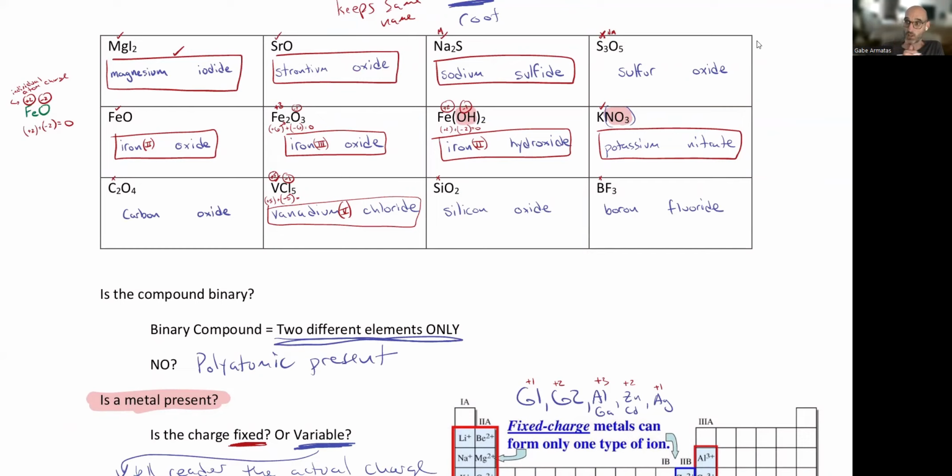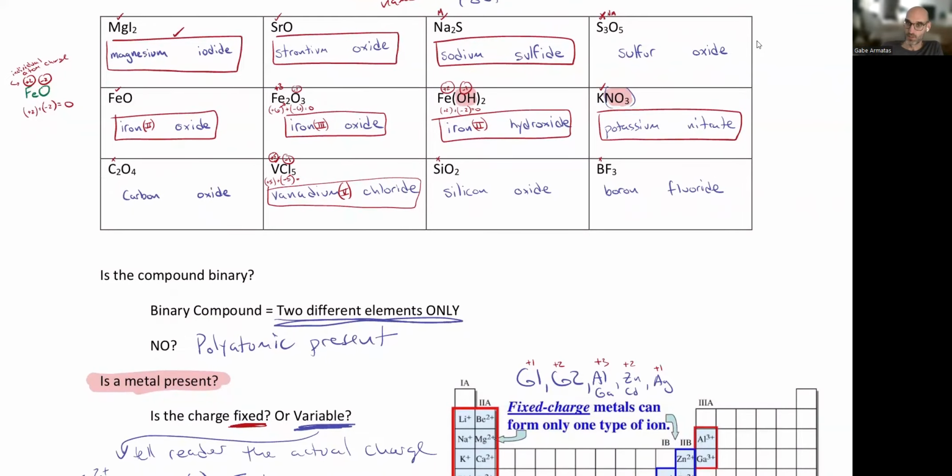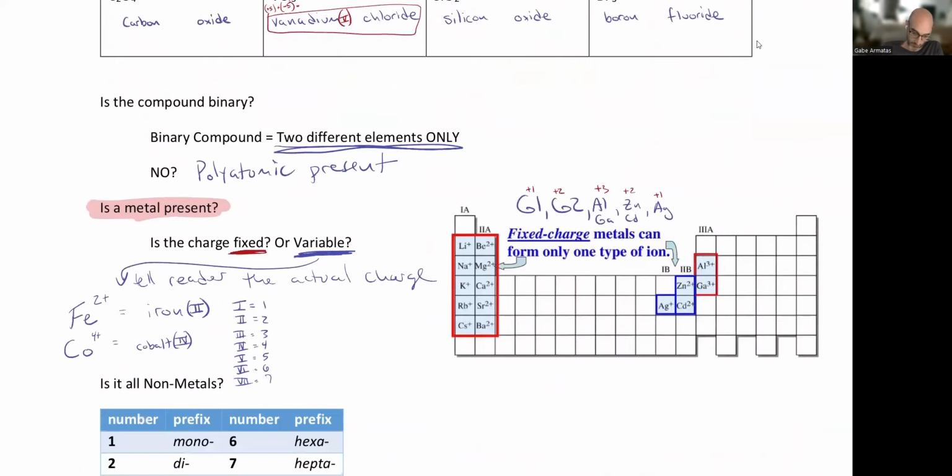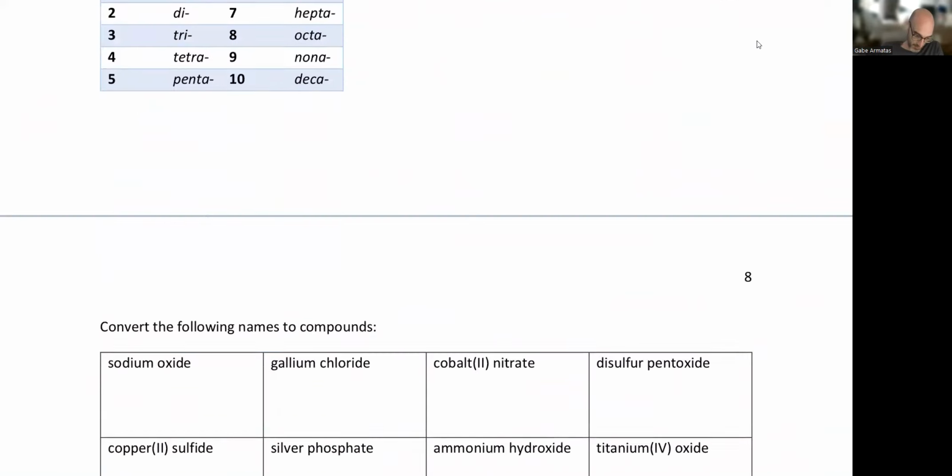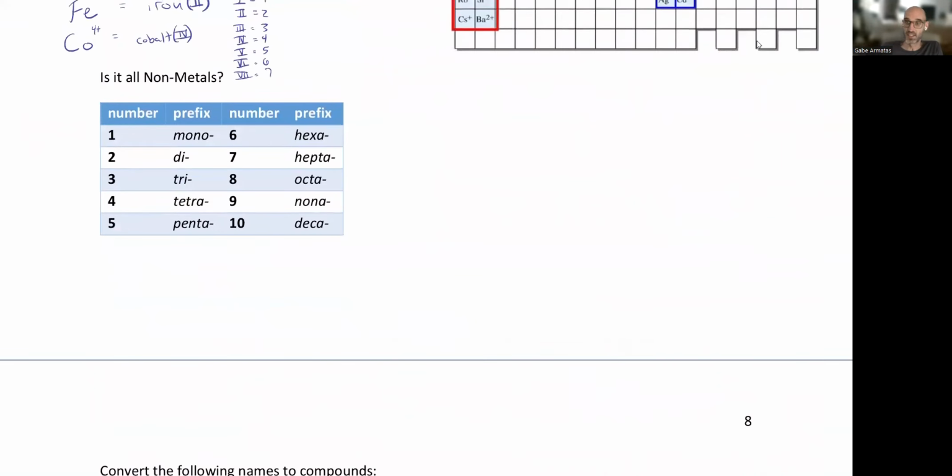If it's a fixed charge, group 1, group 2, aluminum, gallium, zinc, cadmium, silver, in that little staircase, you're done. If not, if it's a metal, it's variable. You have to tell the reader, is it iron 2, iron 3, whatever it happens to be. You have to give them the charge of the metal itself. And the last thing, if it's all non-metals, sulfur, oxygen, boron, basically any semi-metal or non-metals, we're going to use a special naming system. And actually, this is significantly easier.